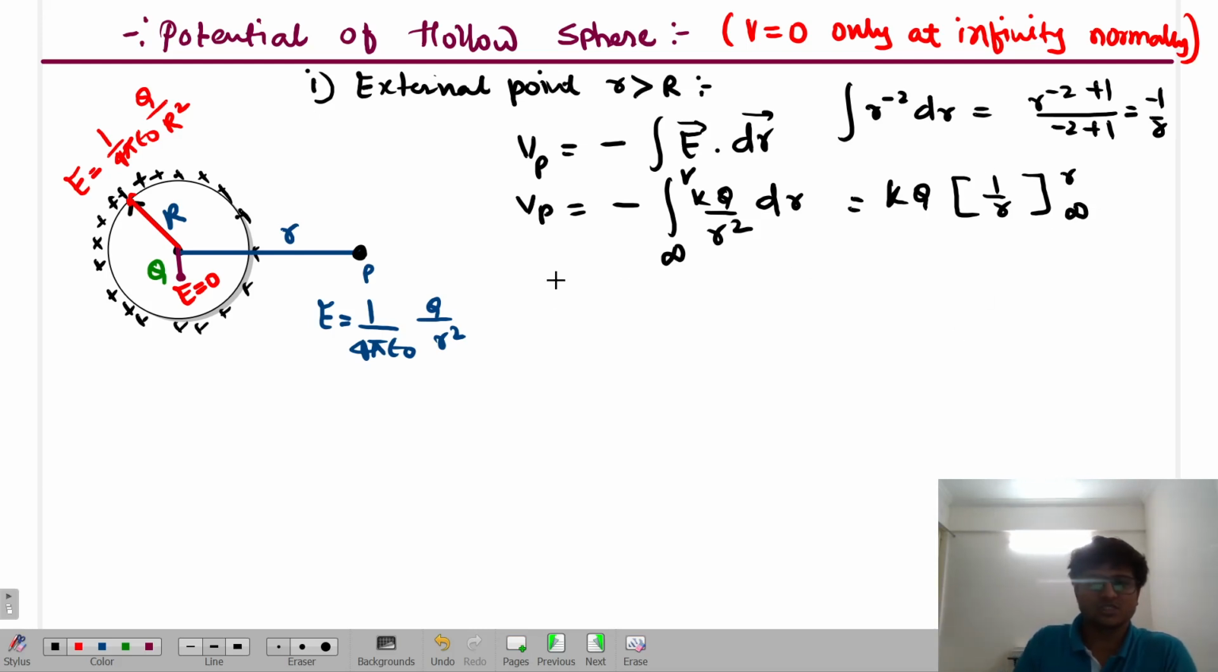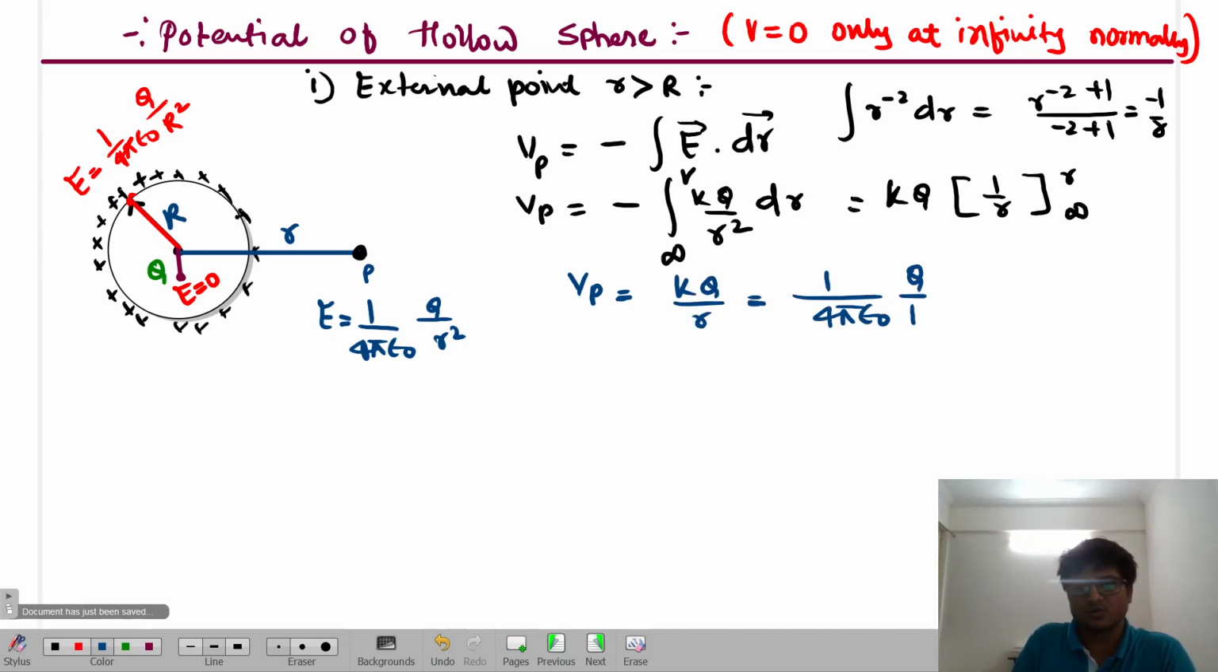And 1 by infinity is how much? 0. So potential at point P is given as a formula. Look over here. Potential at point P is given as just simple K capital Q by R, or 1 by 4 pi epsilon naught Q by small r. Is that clear? Are you able to get me? Yes. And at the surface, the potential will be K Q by capital R.